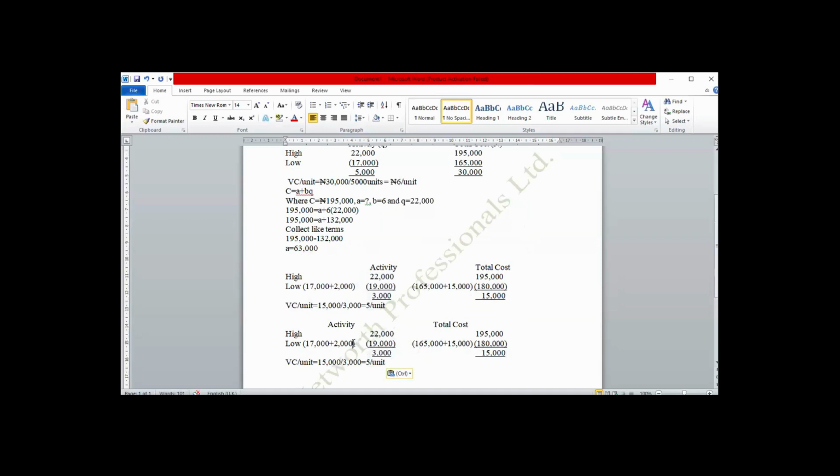Here, I now maintain the same thing, 17,000, but I increase the cost. What will happen? The difference between this and this will give us what? 5,000. Now we have 5,000. Here we place 5,000 naira.